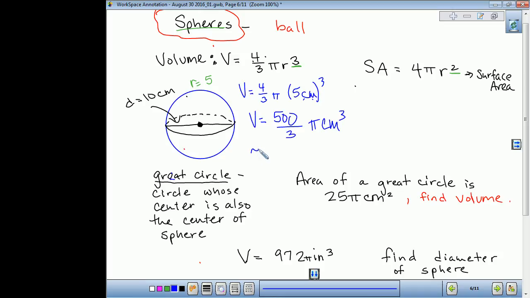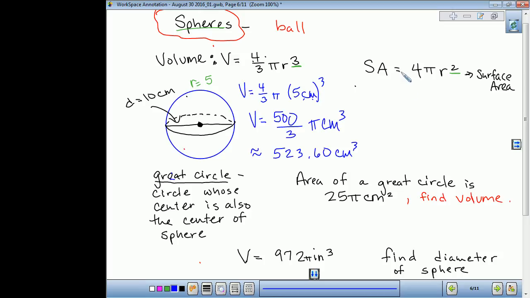What would the approximate answer for this be? Yeah, it's second and the third key. 523.6. You are all correct. 523.6 cubic centimeters. Awesome. What is it? 523.6.